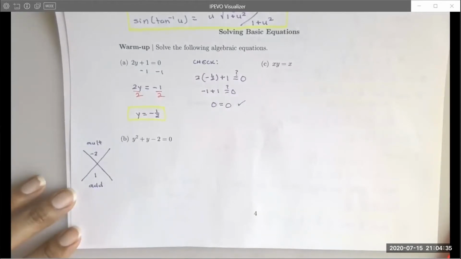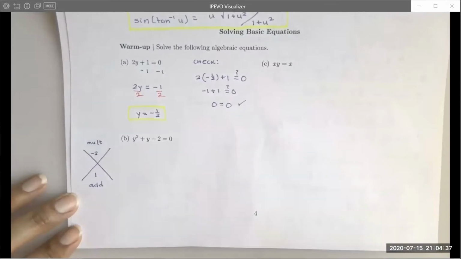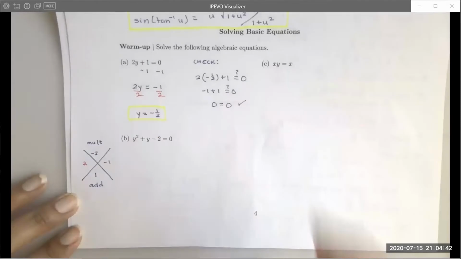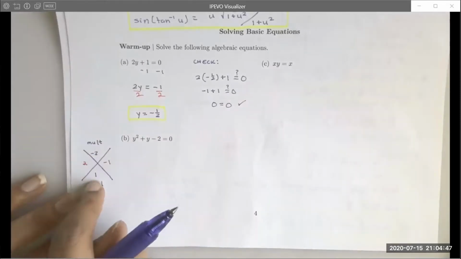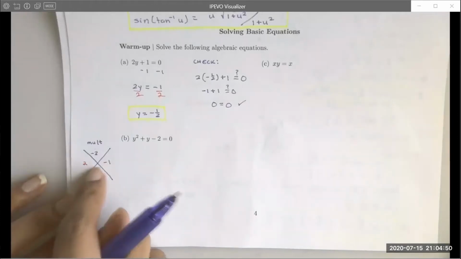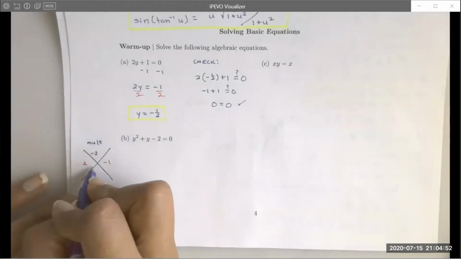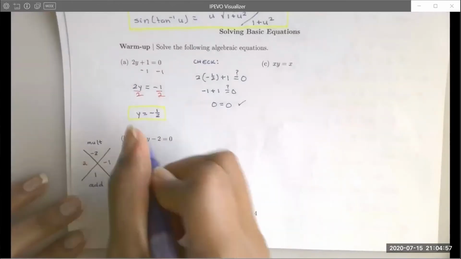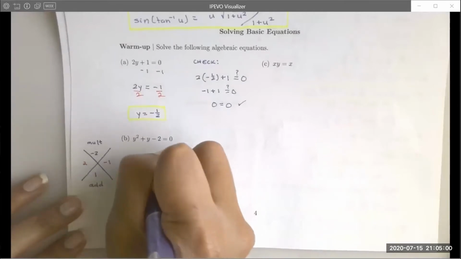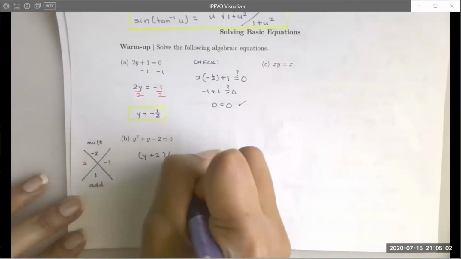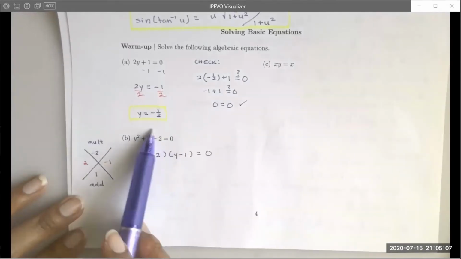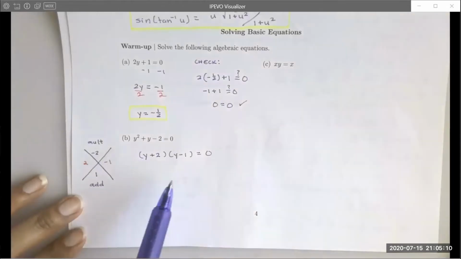So two numbers that will multiply to -2 and add up to 1 would be a +2 and a -1, right? 2 times -1 gives us -2. 2 plus -1 gives me just 1. It's the same thing as subtracting the numbers: 2 minus 1 gives us 1. So then I can go ahead and factor this into y plus 2 times y minus 1 is equal to 0.